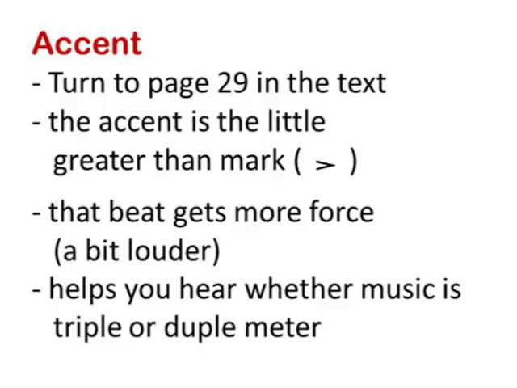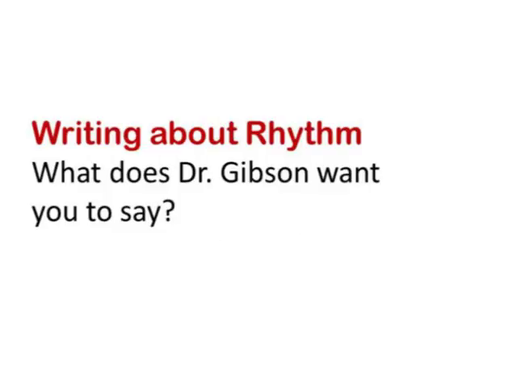It's a little louder, so you'd hear it like 1, 2, 3, 1, 2, 3, 1, 2, 3, and that would be triple meter. But to hear duple meter, the accent would be on 1 of 4, like 1, 2, 3, 4, 1. I hope that this video has helped you understand rhythm just a little bit better.